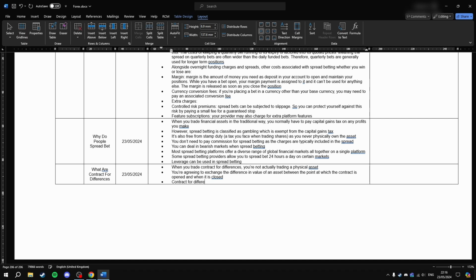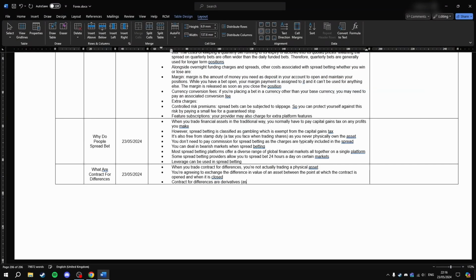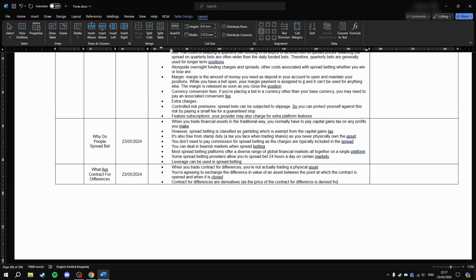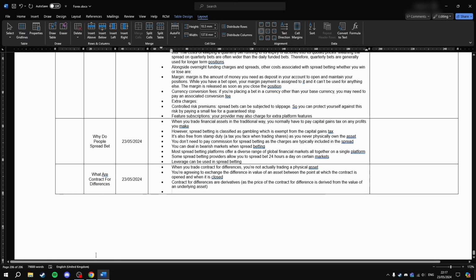Contracts for differences are derivatives, as the price of the contract for difference is derived from the value of an underlying asset. So whatever the underlying asset price is, the price of the contract for difference is that.